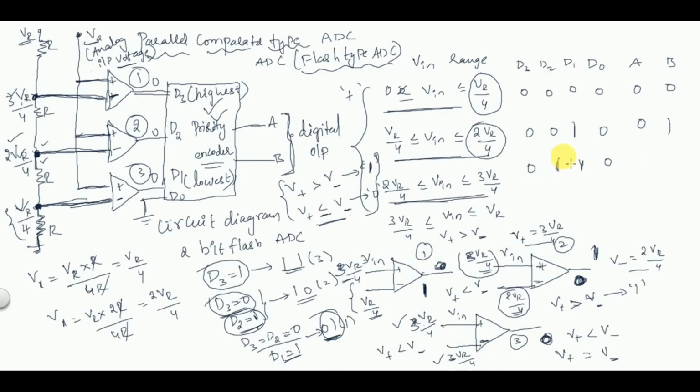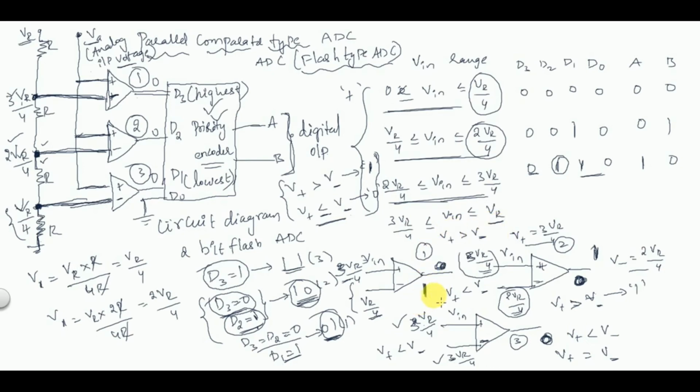So as I have told you, when D3 is equal to 0 and D2 is equal to 1, irrespective of the other inputs, so don't care about D1 and D0, because that is the priority encoder concept. So when D2 is equal to 1, you will get the output 1, 0. When D3 is equal to 0 and D2 is equal to 1, irrespective of the remaining inputs, the output is going to be 1, 0. Okay.